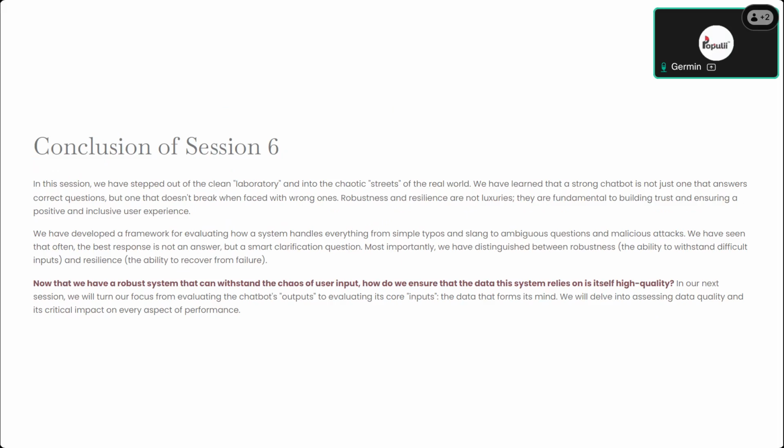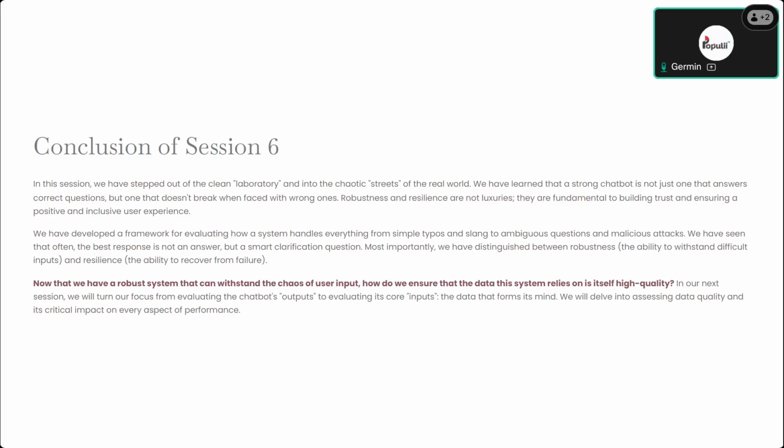We learned that robustness and resilience are not optional features, they are fundamental qualities, essential for building trust and for ensuring a truly positive and inclusive user experience. Also, we built a clear framework for evaluation, one that helps us test how a chatbot handles everything from simple typos and slang to ambiguous questions and even malicious or adversarial attacks. And along the way, we saw something important, that sometimes the best response is not a direct answer, but a smart clarification question. That's the difference between a chatbot that just reacts and one that truly understands.